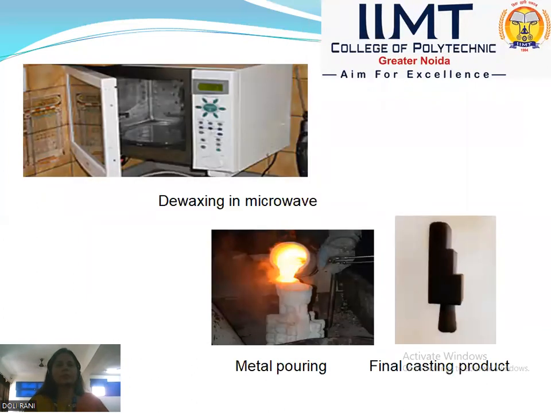These are some pictures of dewaxing in a microwave oven, and here metal is being poured into the mold cavity. This is the final casting product. So we can make any type of product. This is a simple image, but we can take any complex geometry and prepare it using this process. As I have told, we can make any jewelry part, turbine blades, statues, and other products using this method, because it gives very high accuracy.